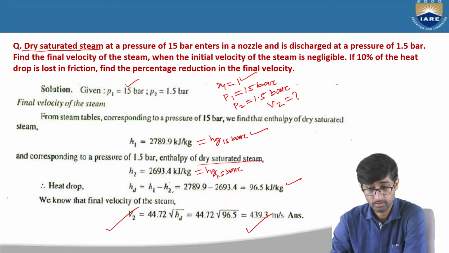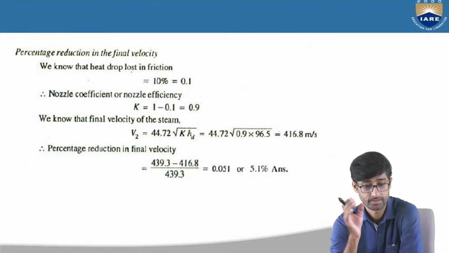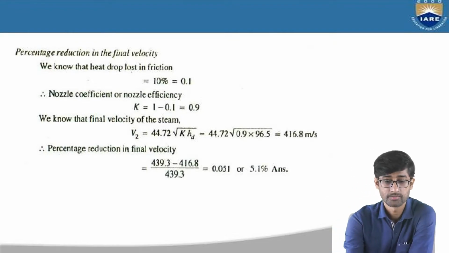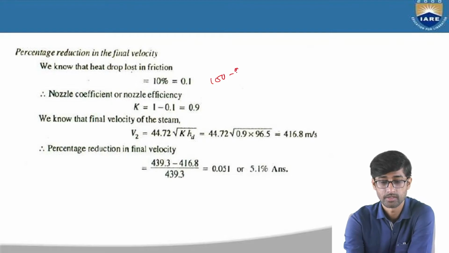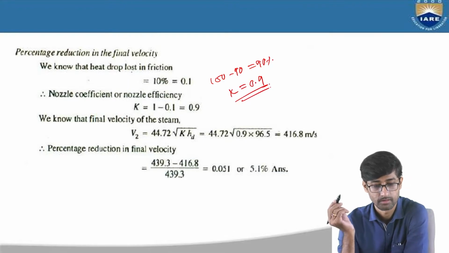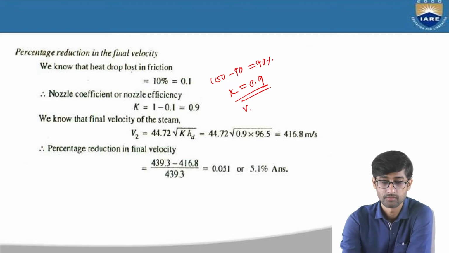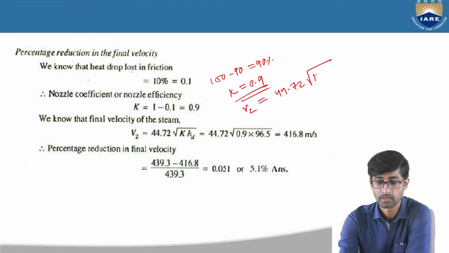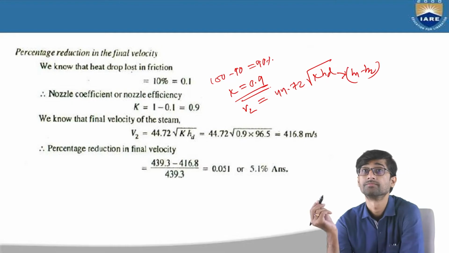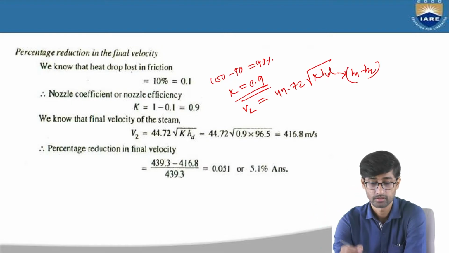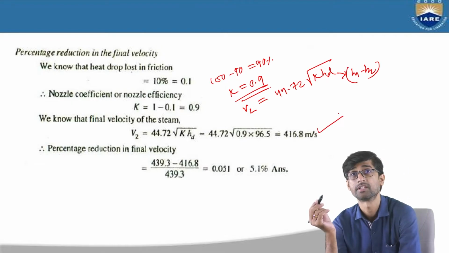If you consider that 10% of heat drop will be lost in the friction, then what is the nozzle efficiency? So this becomes 100 minus 10, so that becomes 90%. So nozzle efficiency will be nothing but 0.9, right. Then what is the velocity V2 when you are considering the nozzle efficiency? 44.72 under root K HD. This is nothing but H1 minus H2. Then we get the value of V2 after considering the nozzle efficiency.